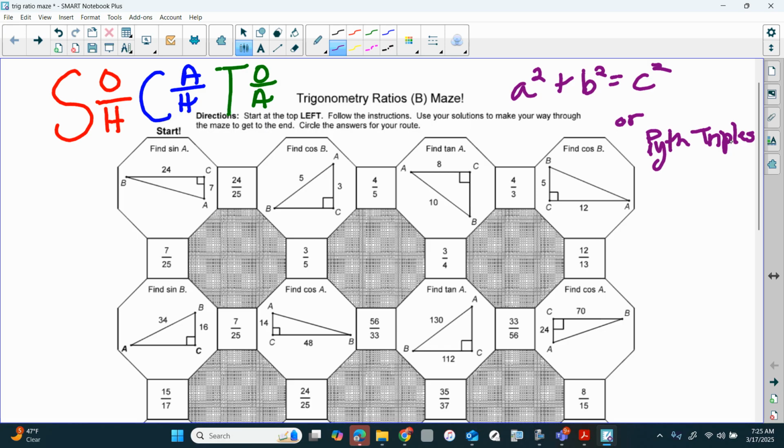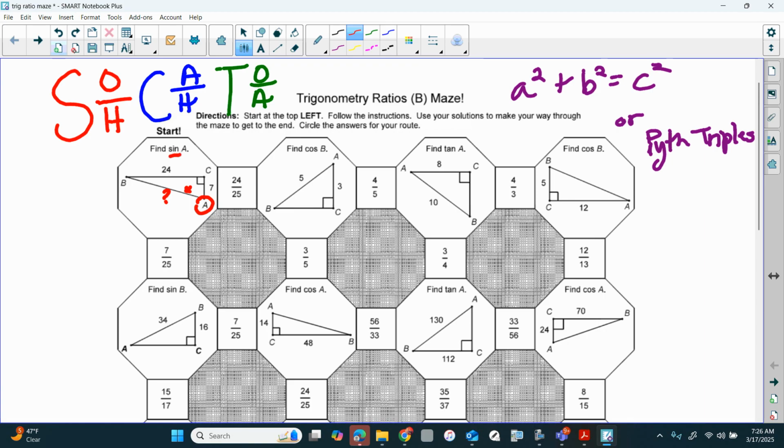So the way the maze works is they're going to tell you which trig ratio to use. So like right here, this is sine. And which angle to use. So we tend to circle that angle. And since sine is opposite over hypotenuse, what is missing here is the hypotenuse. Remember, the hypotenuse is always across from the right angle.